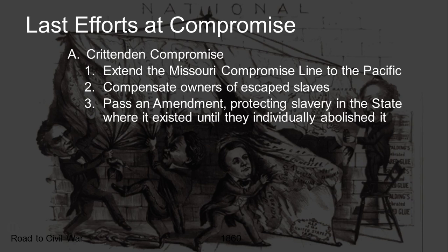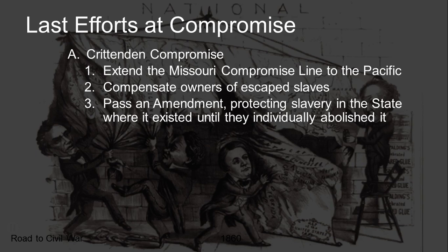And finally, part of the Crittenden Compromise was Congress would pass an amendment. We'd pass an amendment to the Constitution that would specifically protect slavery in the states where it existed forever, until each of those states individually decided on their own to abolish it. There was some support for this in northern newspapers. There was some support for this in Congress.